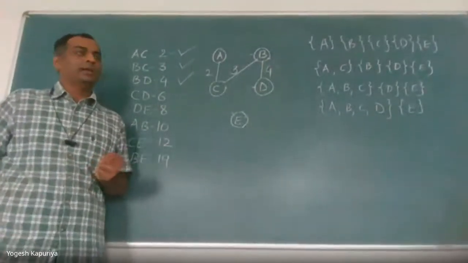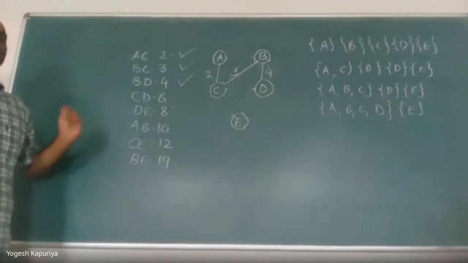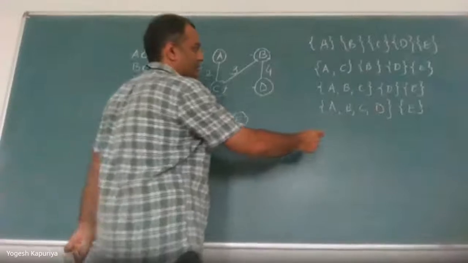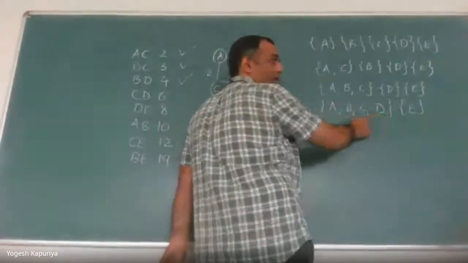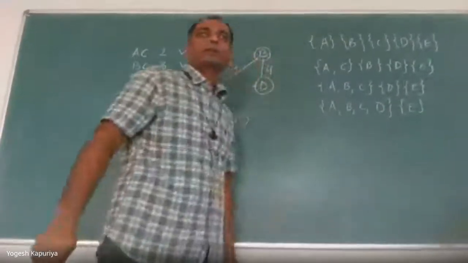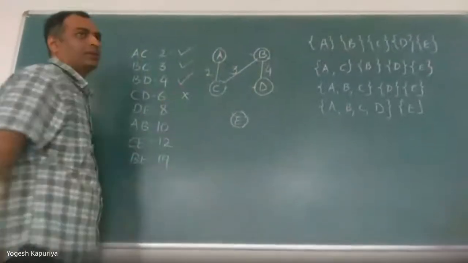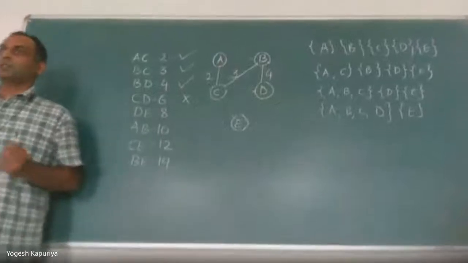Right? Next, CD. The 2 endpoints are C and D. Check the set of C and D. Do they belong to the same set? Yes. That means this edge cannot be part of my minimum spanning tree.